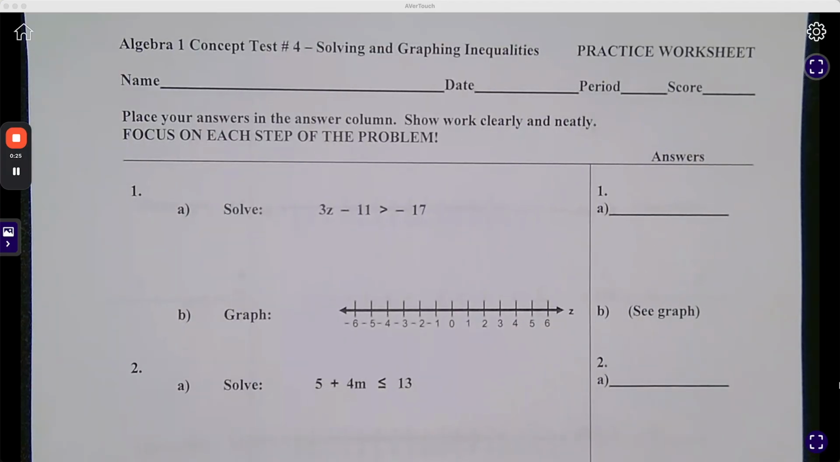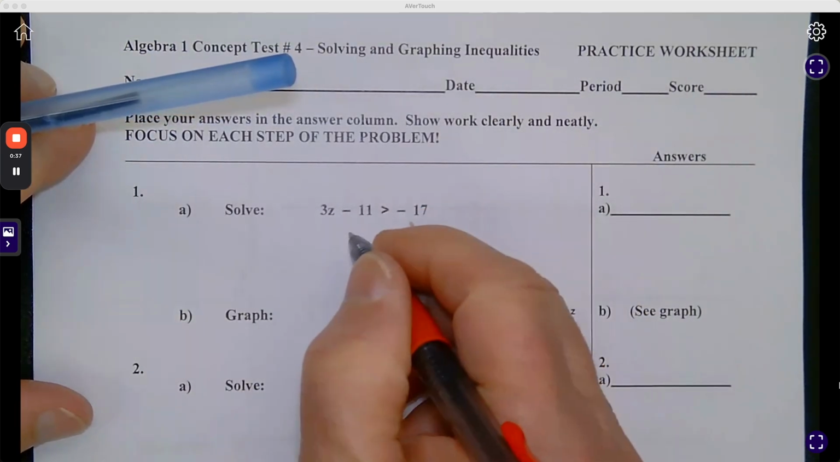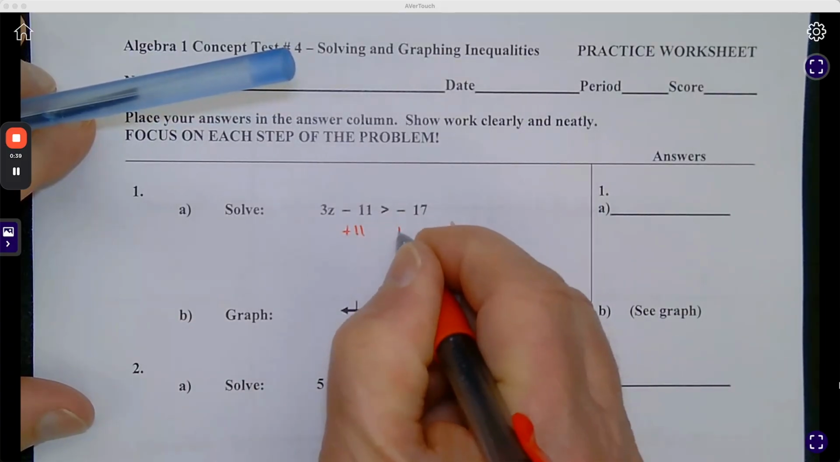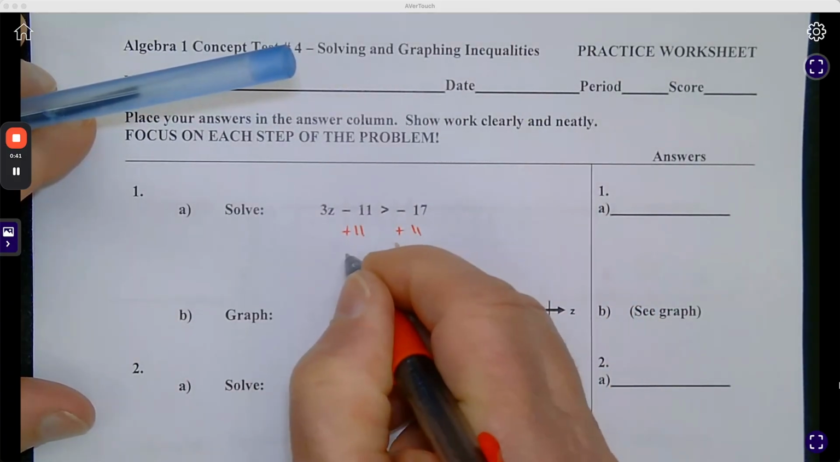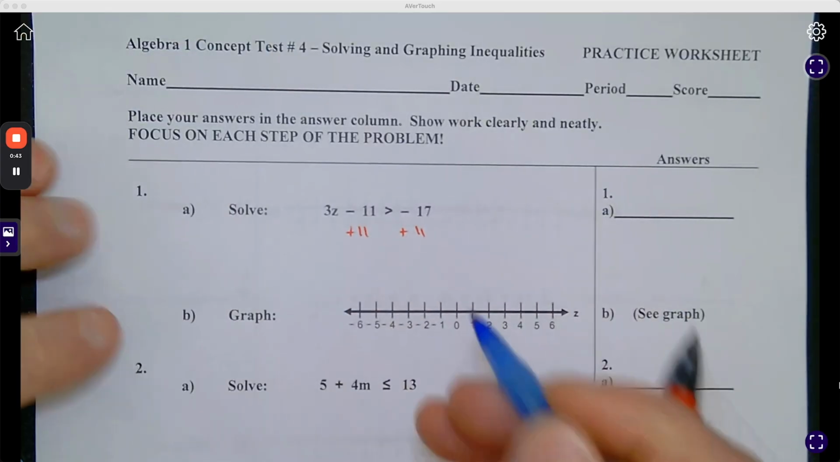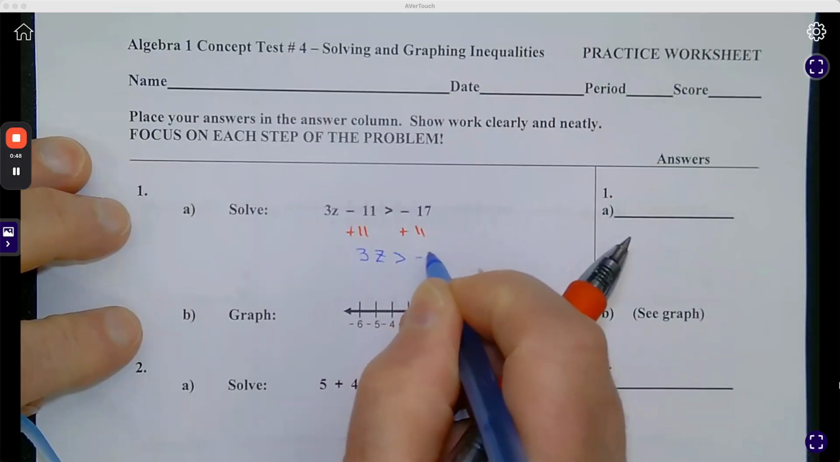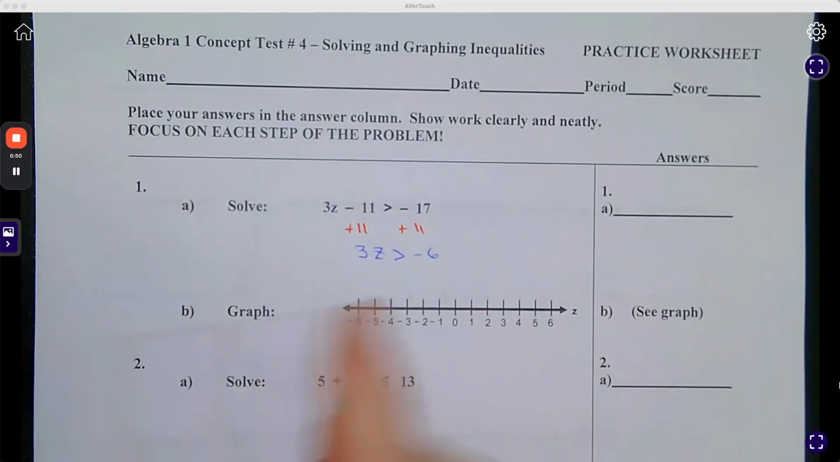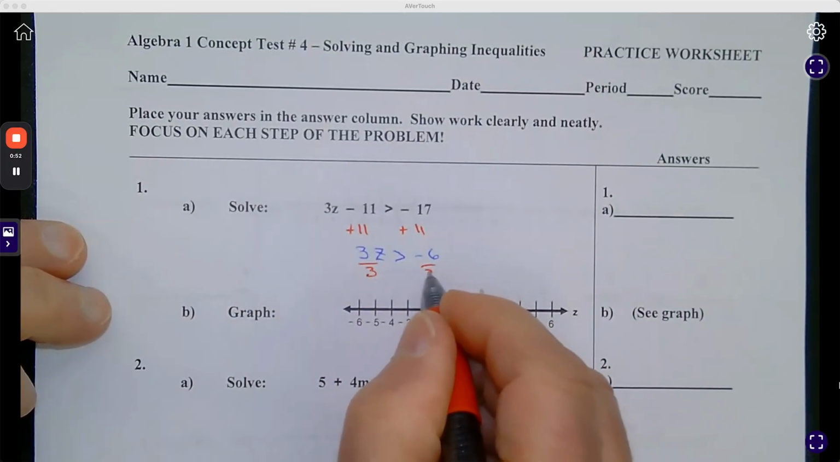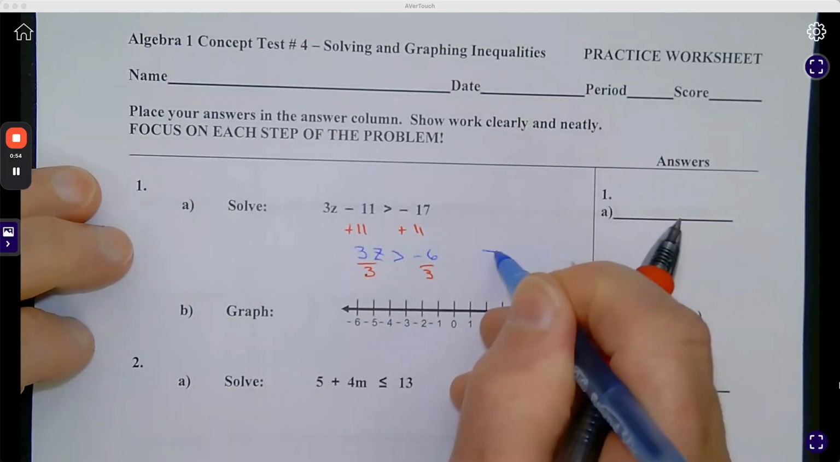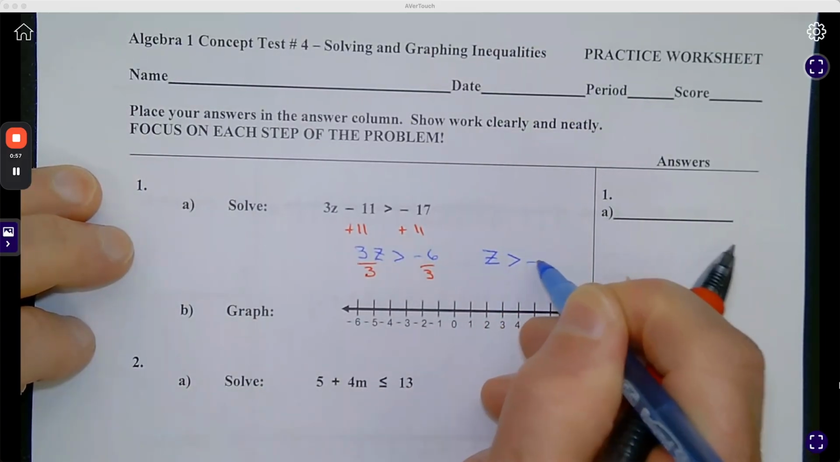All right, here we go. This is the solving and graphing inequalities practice worksheet. Let's do it. Okay, solve it just like it's an equation. So I'm going to go ahead and isolate my variable z. I'm going to add 11 to both sides, and then I rewrite it. 3z is greater than negative 6. Now I'm going to divide both sides by 3, and z is greater than negative 2.